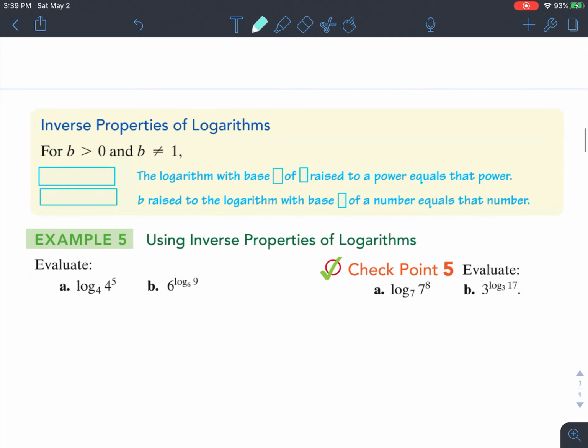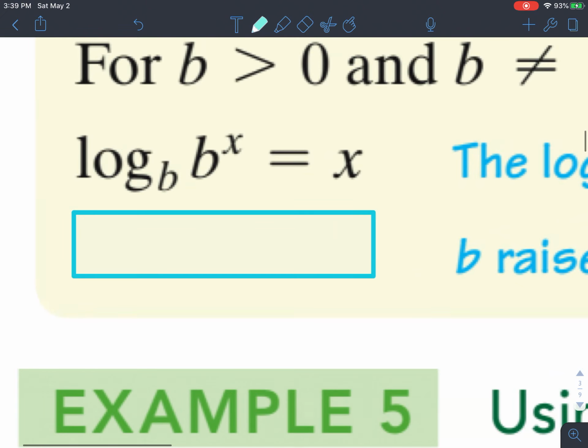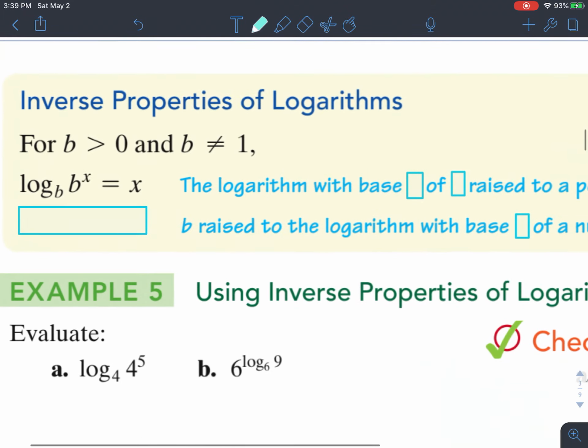Oh, this is the one that was sort of written above. So inverse properties. Log base b of b to the x equals x. So basically, if you have this b matching this b, the answer is just the exponent. So this sort of cancels and you just get an x.